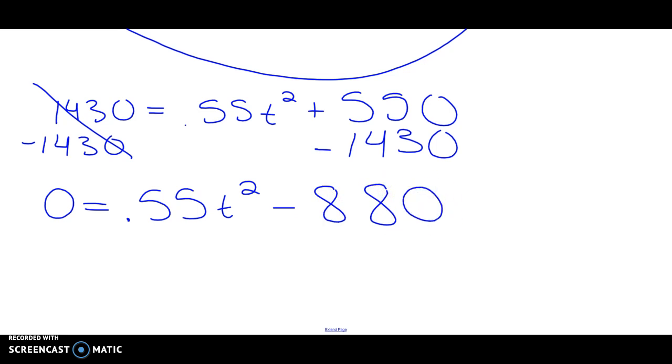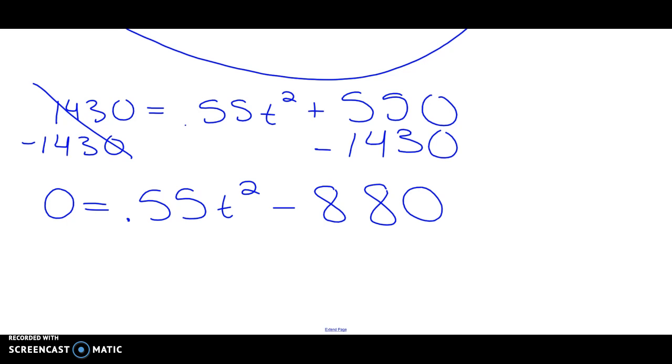Now we have a few options. You can just solve it like a regular one. There's no X, there is no middle term. So we could actually just add the 880 over to the left now if we wanted. Really, from the beginning, if you would have realized that, you could have subtracted 550 to the left. Did anyone think of doing that? You could do that.